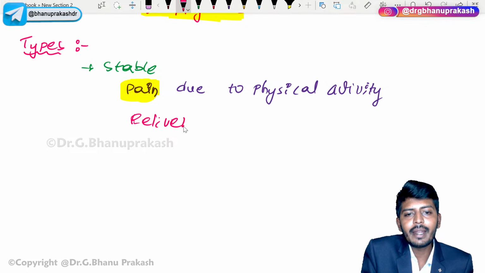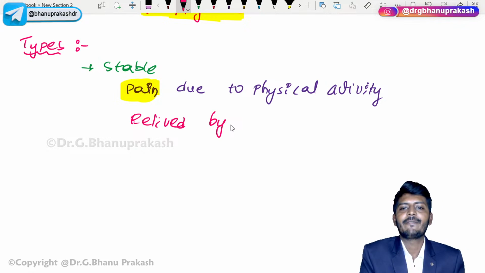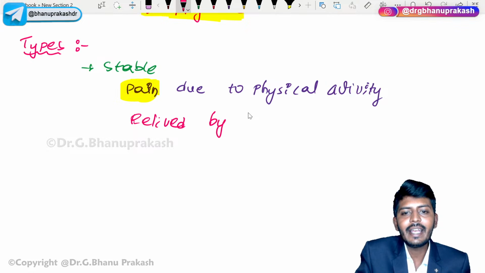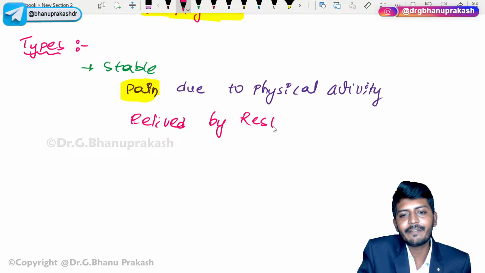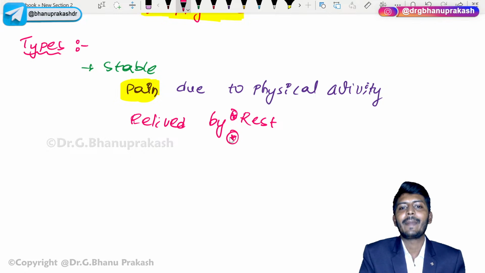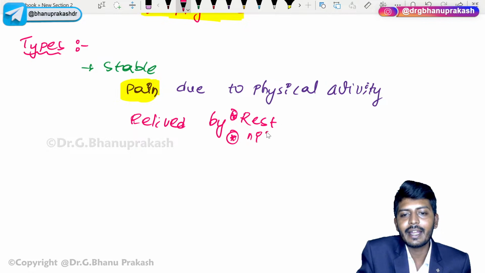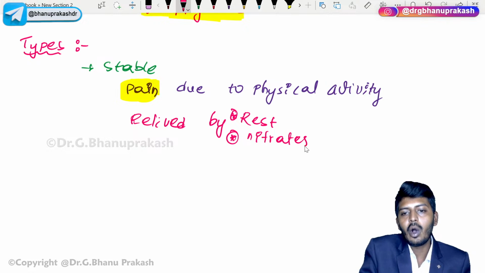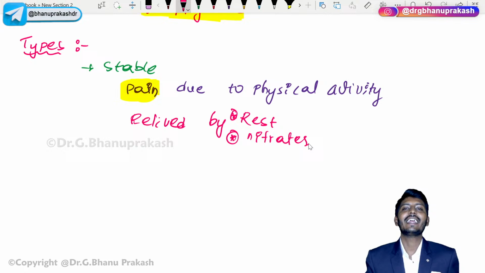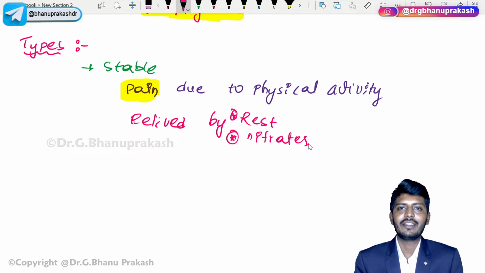Okay, pain can be relieved by two important factors: by decreasing the physical activity, that is by rest, or you can also decrease the pain by using nitrates. So if this case scenario is present, then we will call it stable angina. What is stable angina?